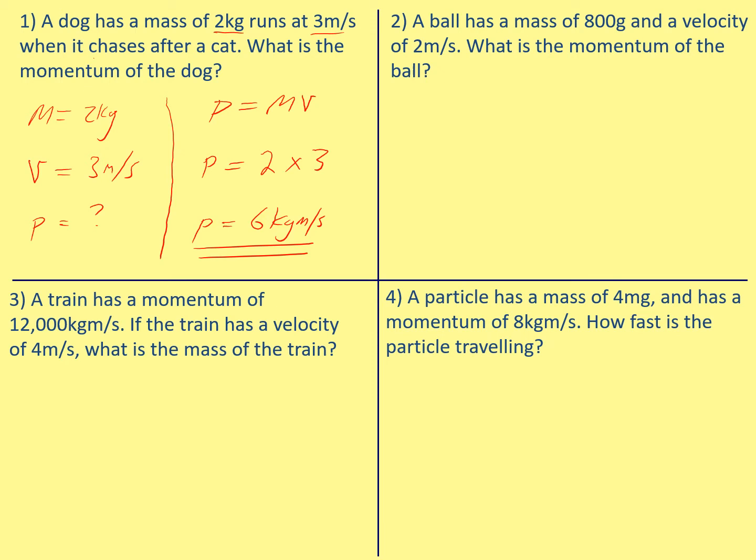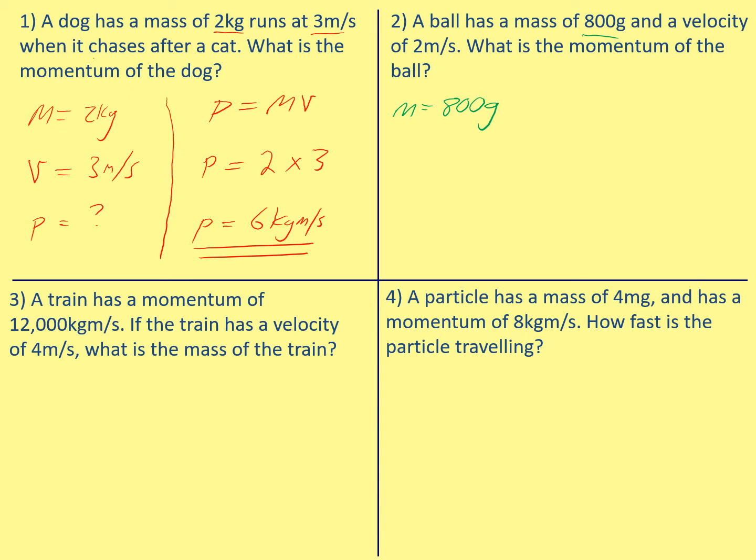Having a go at question 2. Question 2. A ball has a mass of 800 grams. So I'm going to write that down. Mass of 800 grams. Now, alarm bells should be ringing because that is not the correct unit. It is not measured in grams. In physics, we always measure mass in kilograms.